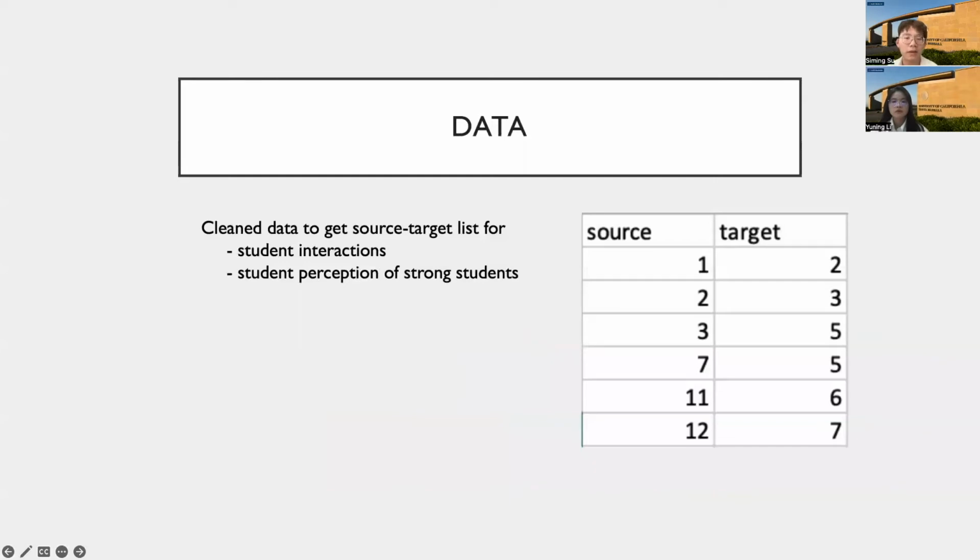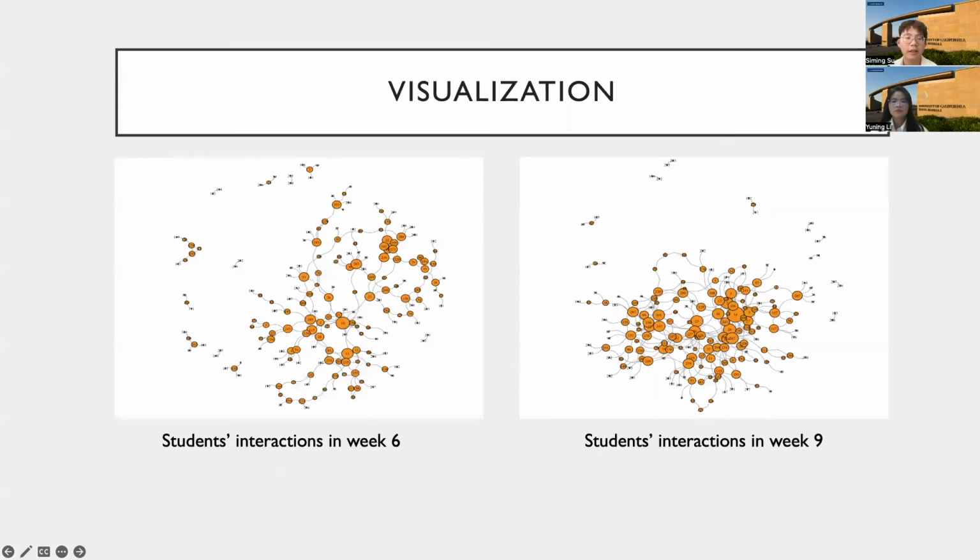So this is our data. We cleaned our data to come up with source target lists for student interaction and student perception of strong students in the classroom. And this is the first visualization we did.